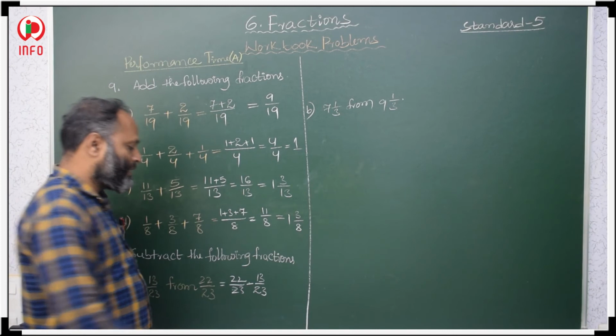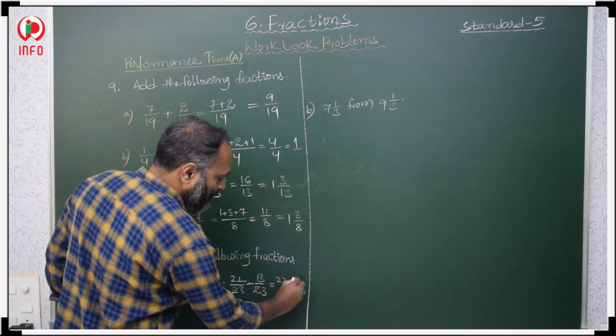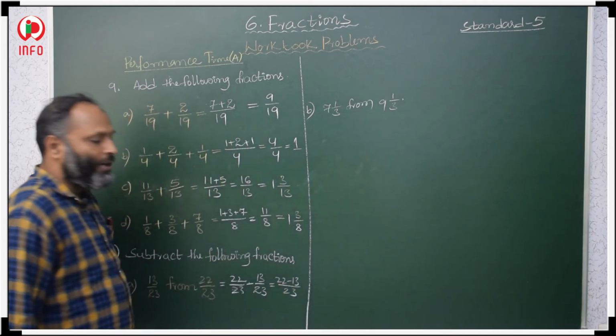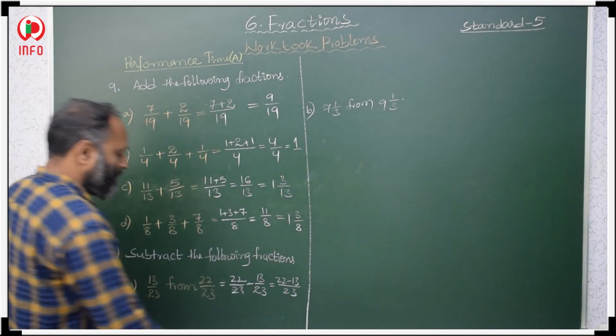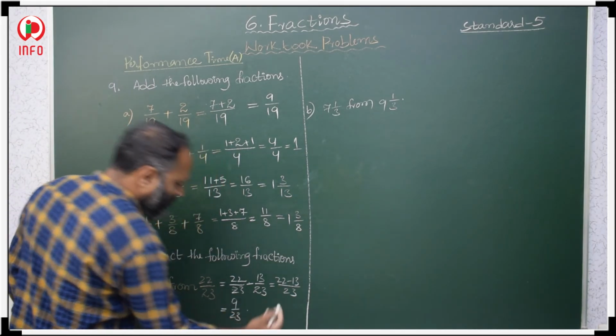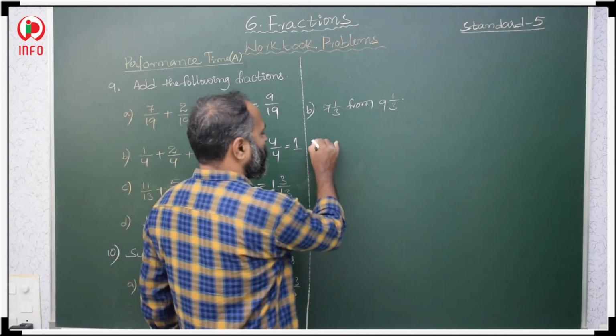Then these are like fractions, so we have to find the difference of the numerators. 22 minus 13 by the common denominator we write. 22 minus 13 is 9, 9 by 23. This is our difference.